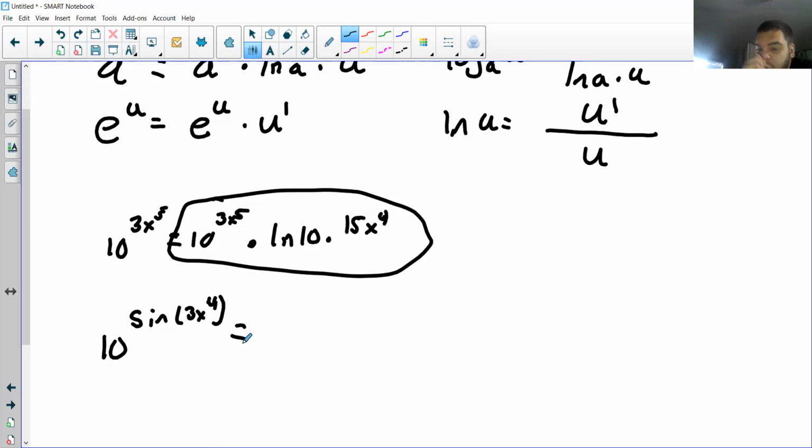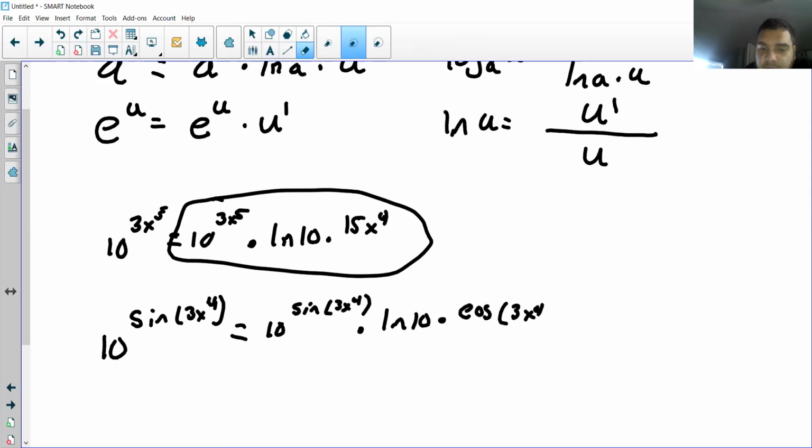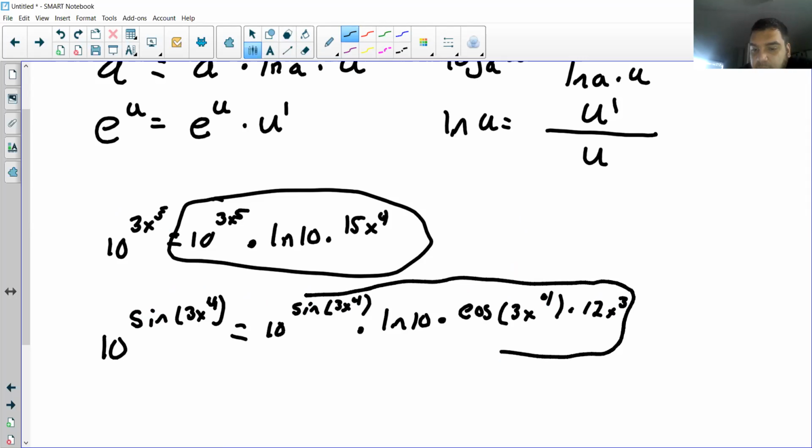Okay. There's a cool one. So first, a to the u is exactly the same. So that's 10 to the sine of 3x to the 4th times ln a, very straightforward, ln 10, times the derivative of the exponent. Now the derivative of the exponent, instead of sine, is going to be cosine of 3x to the 4th, but you're not done because you need the derivative of the inside of the cosine. So that's going to be times 12x to the 3rd. Again, nothing really could be simplified. You could circle all of that. I guess that would be a question that's a little bit more involved.